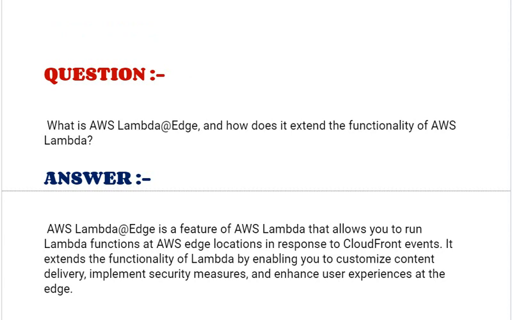Our next interview question is: what is AWS Lambda@Edge and how does it extend the functionality of AWS Lambda? Your answer should be: AWS Lambda@Edge is a feature of AWS Lambda that allows you to run Lambda functions at AWS Edge locations in response to CloudFront events. It extends the functionality of Lambda by enabling you to customize content delivery, implement security measures, and enhance user experiences at the edge.